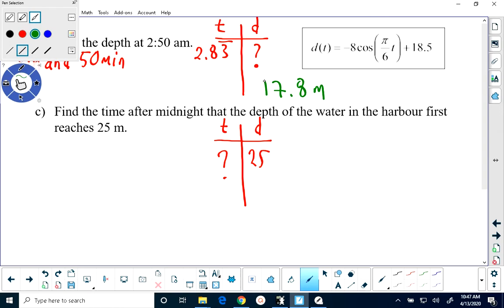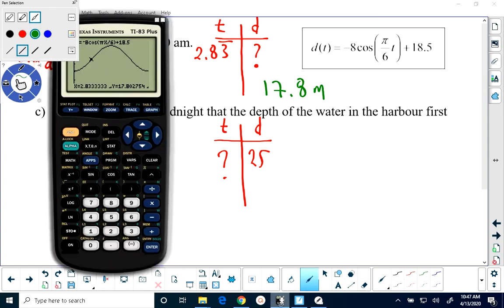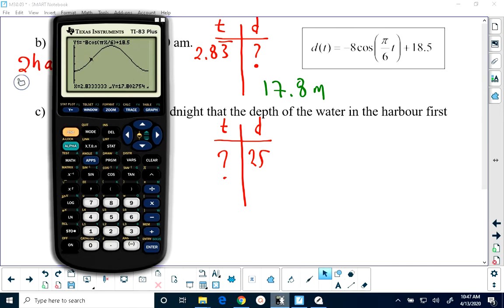Now, how is it that we answer C? Unfortunately, there is not a function on your calculator that allows you to enter y and calculate x. So what we're going to do is go to our y, where we entered the function, and enter a second function of y equals 25. And our goal becomes to find the point of intersection.